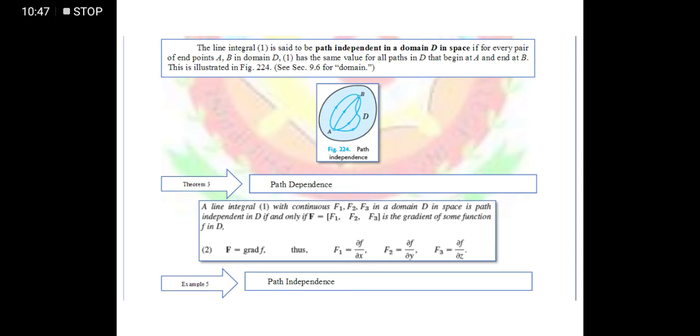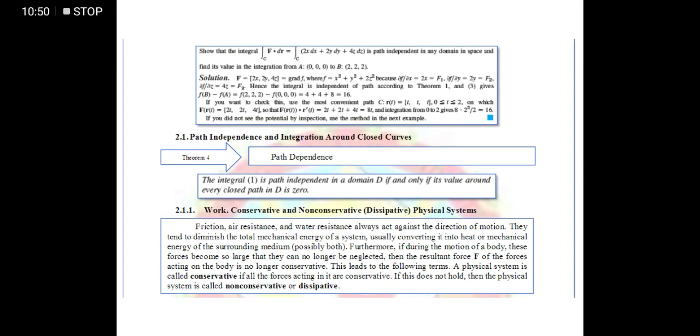So, example number 5, we have path independence. Show that the integral of F dot dr, which is equal to 2x dx, 2y dy, 4z dz, integrated with respect to curve C, is path independent in any domain in space, and find its value if it is path independent, in the integration from A which is equal to (0, 0, 0) starting point, to B which is equal to (2, 2, 2) which is the end point.